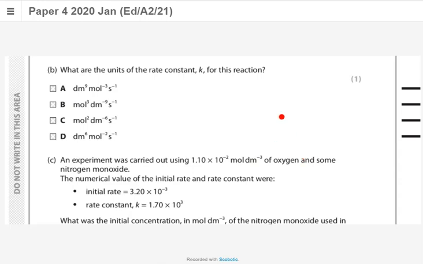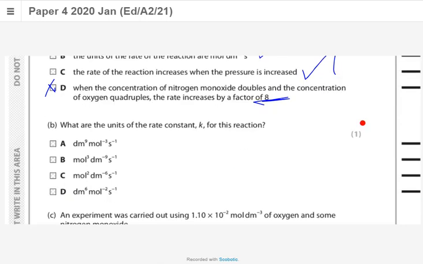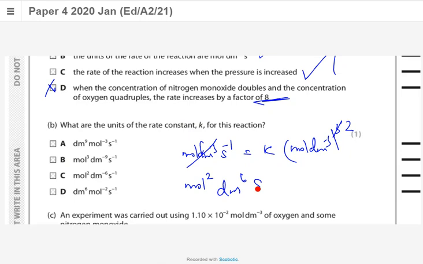Units of the rate constant. What will be the units? Cubed. Yeah. What will be the unit here? This is moles per decimeter cube per second for rate. This is moles per decimeter cube for concentration. So you can cancel one of it. You can say moles squared dm to the 6 per second. The answer is like that, yeah. D.